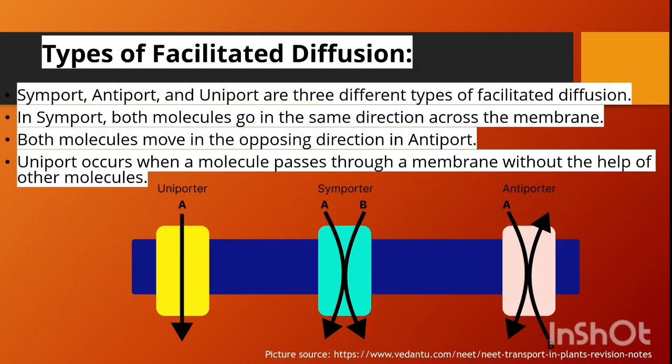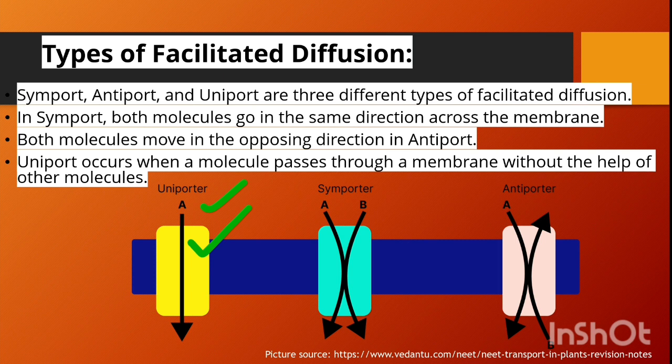Then types of facilitated diffusion. There are three types of facilitated diffusion. One is uniport, second symport, third antiport. Uniport means when one molecule will transport across the membrane without the help of any other molecule or energy. It will cross the membrane independent of another molecule or any protein. It will move along the membrane through a channel by itself without any other molecule.